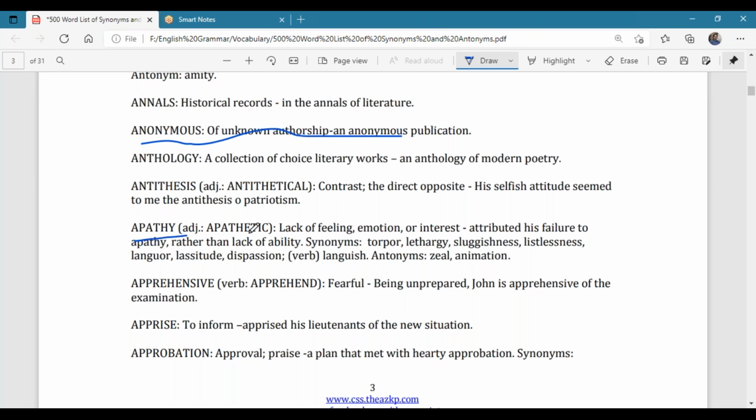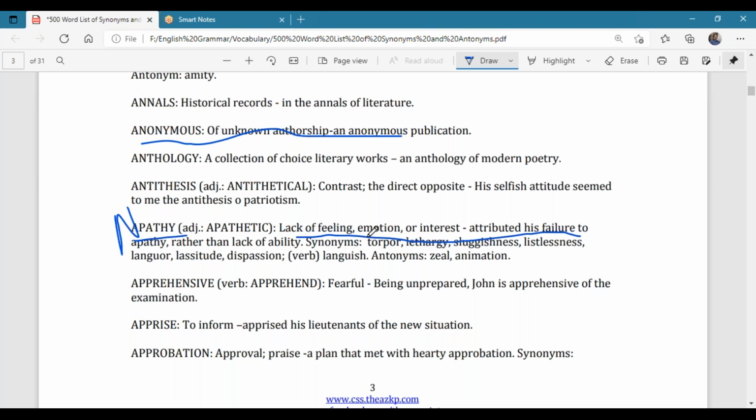The next one is apathy. Apathy is a noun, whereas apathetic is an adjective. Apathy is a noun in the sense of lack of interest or enthusiasm, lack of any kind of feeling. Lack of interest or lack of enthusiasm, detachment, coolness, something we call apathy.